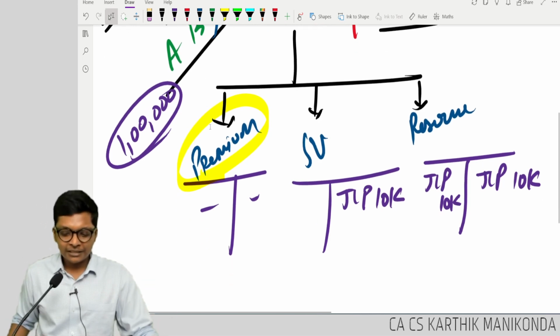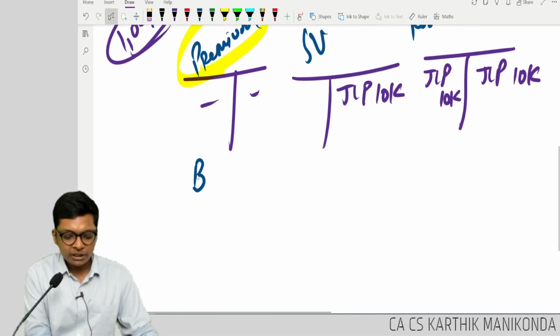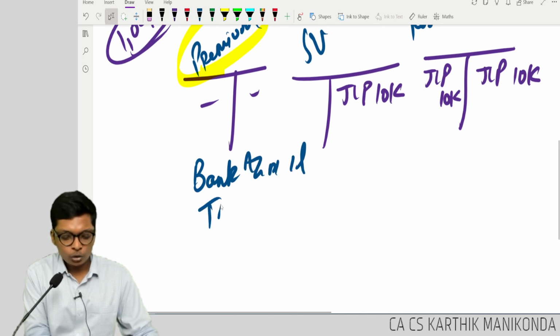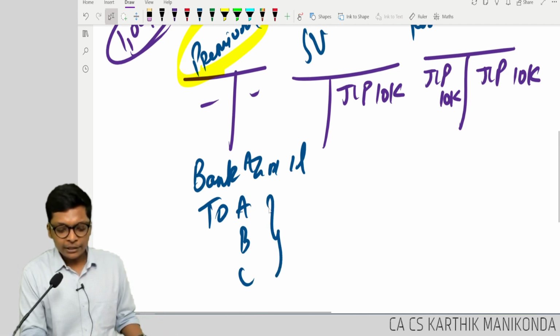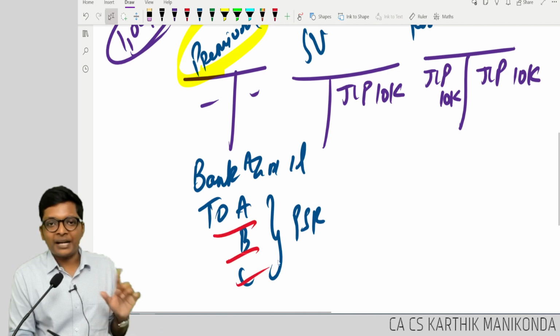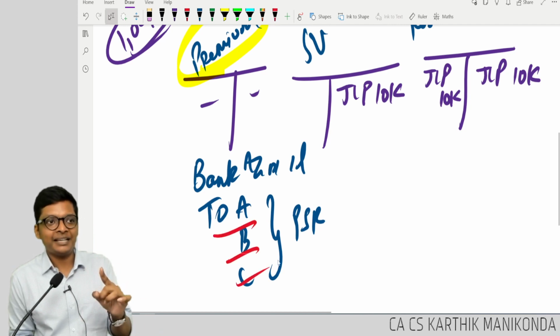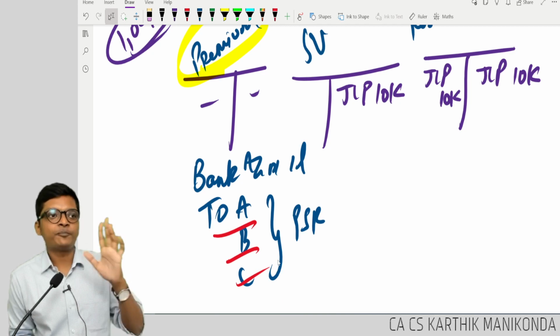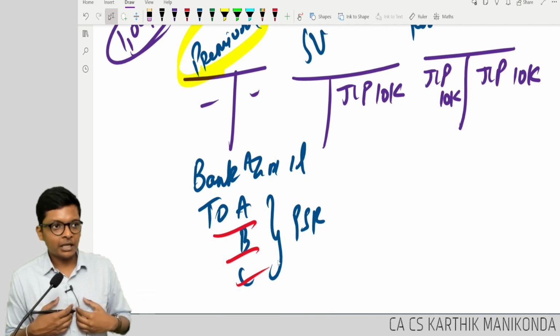So in premium method, it's very simple. You are getting how much? Bank account debit 1 lakh to A, B and C. In what ratio? Profit sharing ratio. That's it. Same question again. Why are all the three partners taking money if one partner dies? It's called joint life policy. Correct? Are you following, guys?